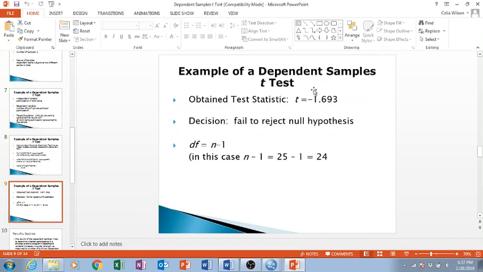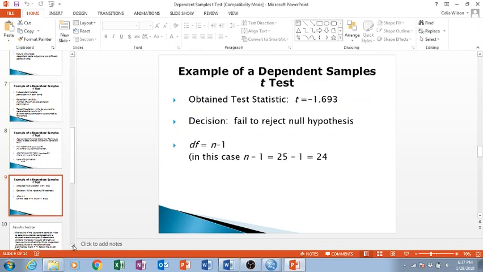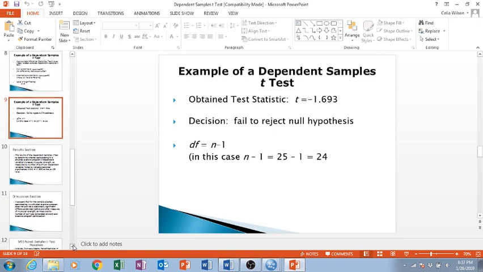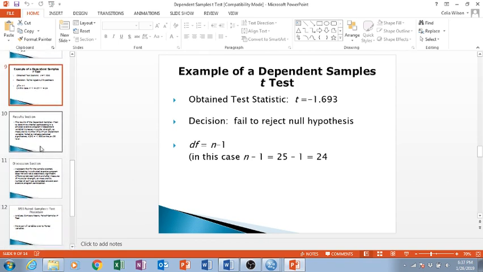But our t-calculated here is actually closer or further in than the t-critical. So we're failing to reject the null. There are not differences pre to post test. And I know I just kind of ran through that. We are going to look at it on SPSS.